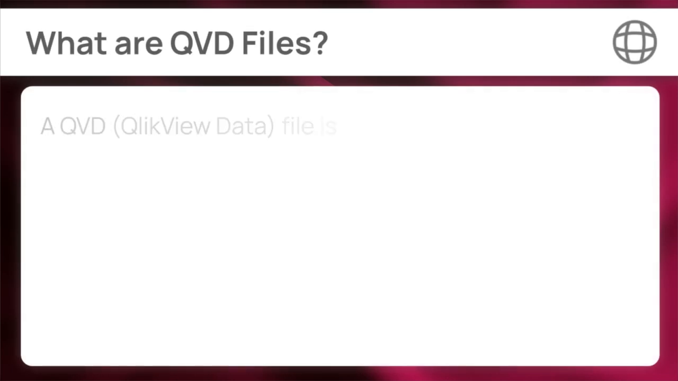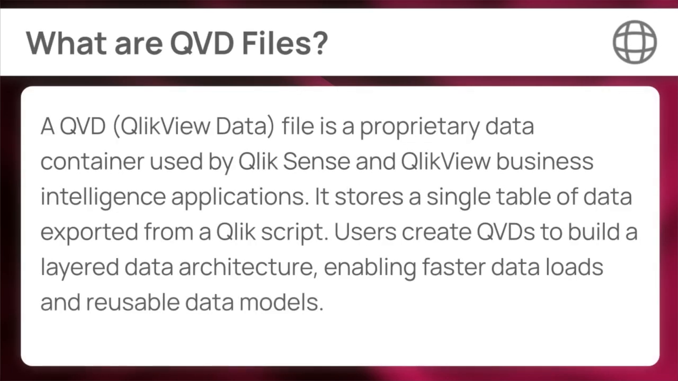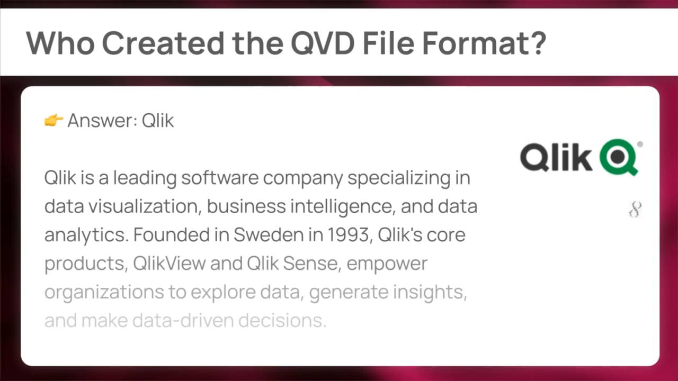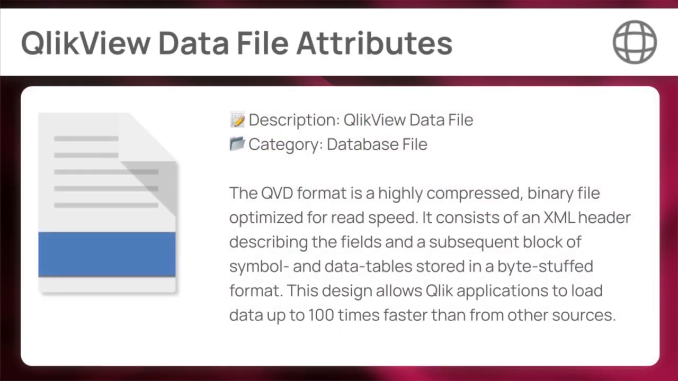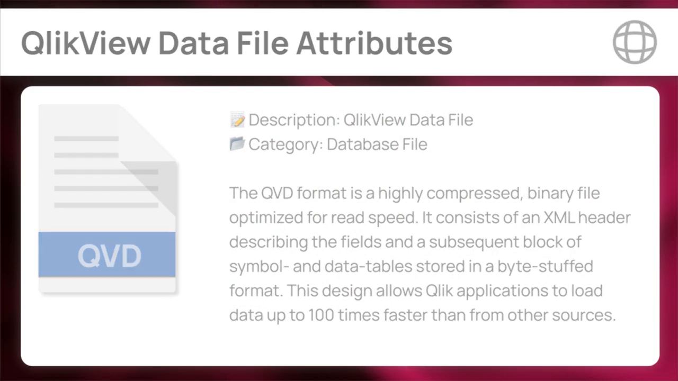A QVD, QlikView Data, file is a proprietary data container used by Qlik Sense and QlikView business intelligence applications. It stores a single table of data exported from a Qlik script. Users create QVDs to build a layered data architecture, enabling faster data loads and reusable data models. The QVD format is a highly compressed binary file optimized for read speed. It consists of an XML header describing the fields and a subsequent block of symbol and data tables stored in a byte-stuffed format. This design allows Qlik applications to load data up to 100 times faster than from other sources.